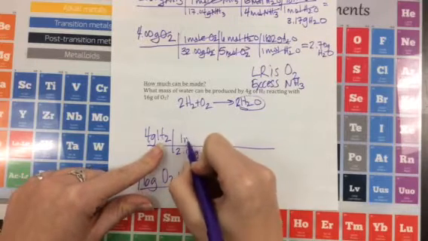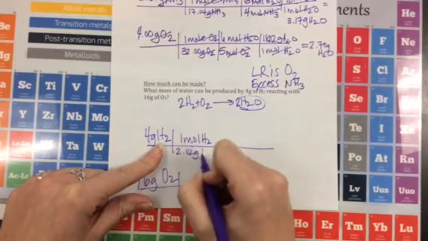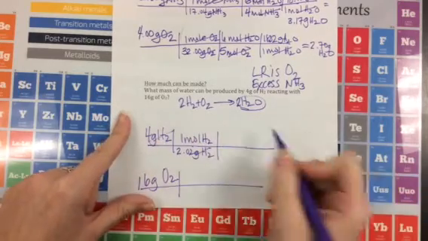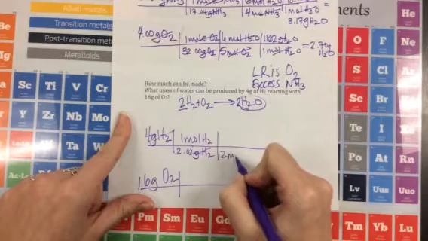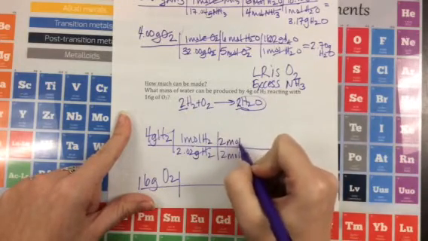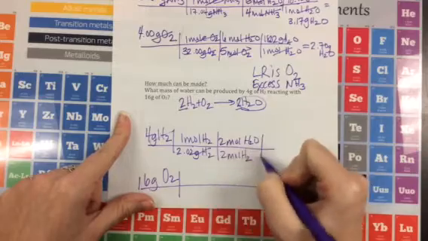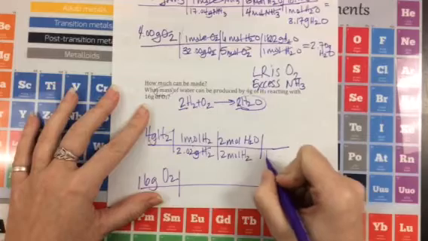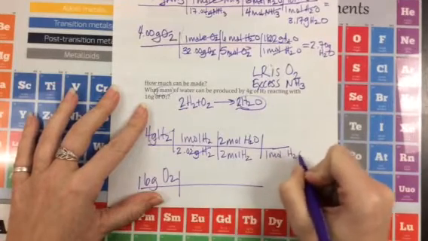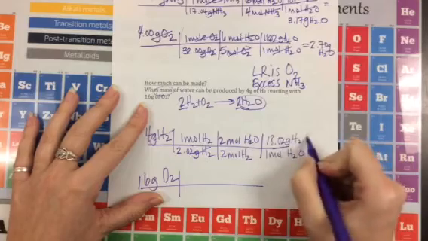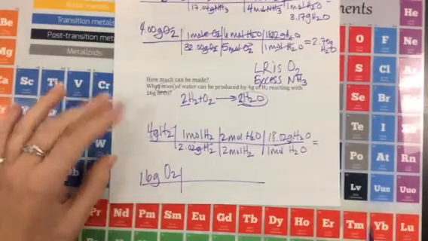Molar mass is 2.02 grams, is the mass of 1 mole of hydrogen. Then I use my mole to mole ratio. For every 2 moles of hydrogen, I make 2 moles of water. Then I need to take my moles and turn it into grams because it says what mass. 1 mole of water is equal to 18.02 grams of water. So I'll do my math in a second.